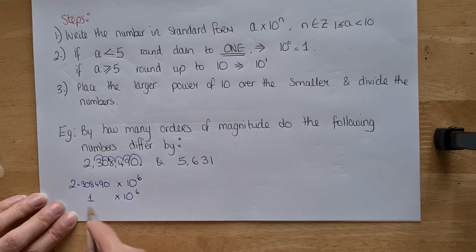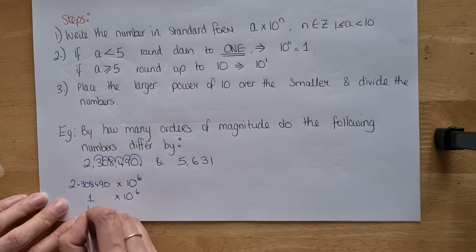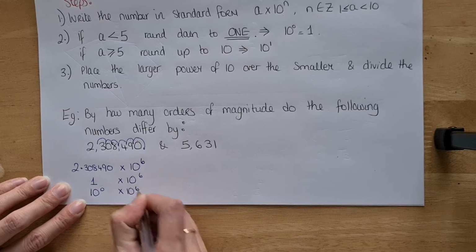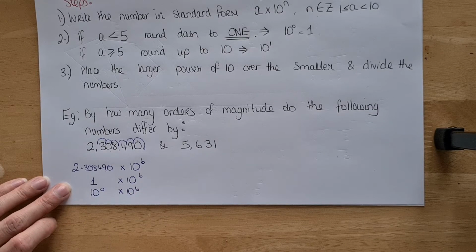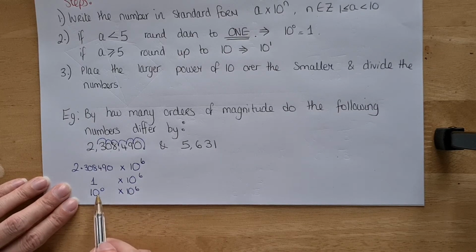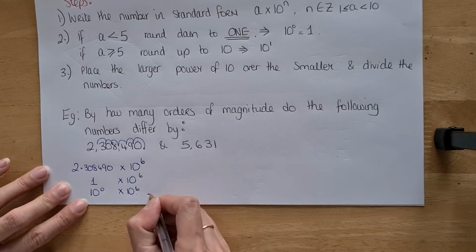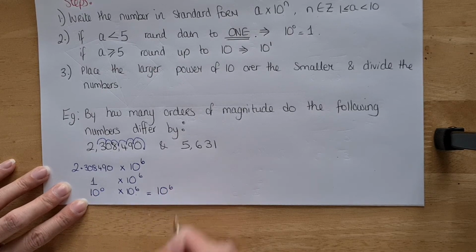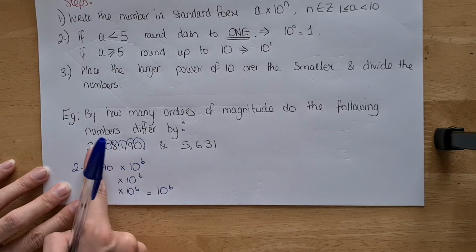multiplied by 10 to the power of 6. 1 is the same as 10 to the power of 0, multiplied by 10 to the power of 6. And then if we apply the rules of indices, when the base numbers are the same and you're multiplying, you add the powers. So that will end up becoming 10 to the power of 0 plus 6, which is 10 to the power of 6. So that's the answer for the first one.